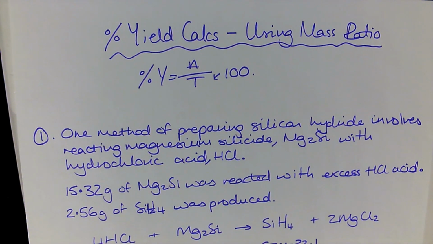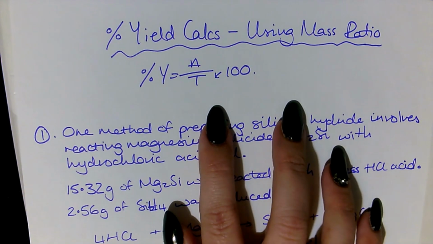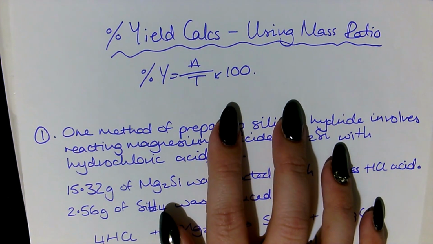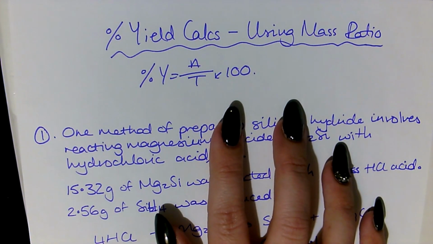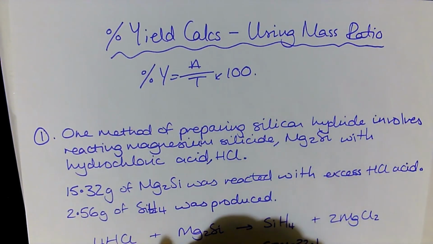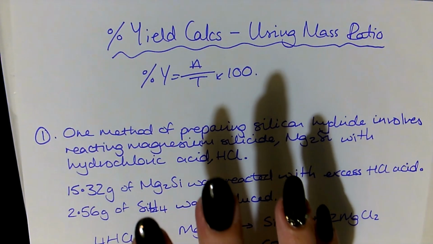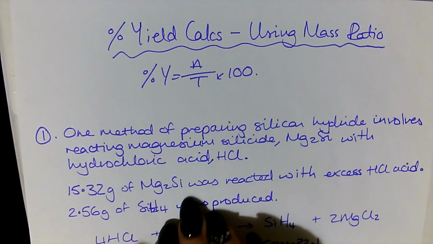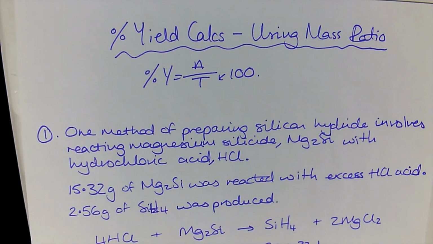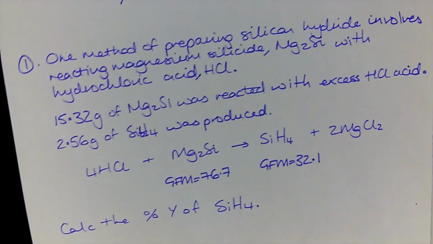Another way to do percentage yield calculations is by using mass ratios instead of mole ratios. So you're using the exact same formula, but you're not going to have to calculate the number of moles this time. Some people find this easier because it has far fewer steps and less maths to do, less rounding to do, so potentially less places to go wrong. So let's have a look at this question.